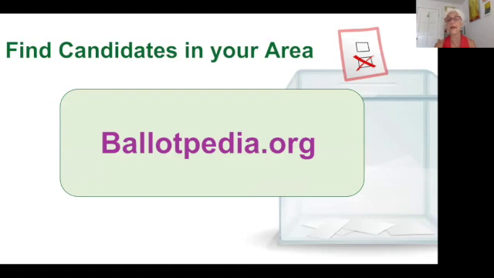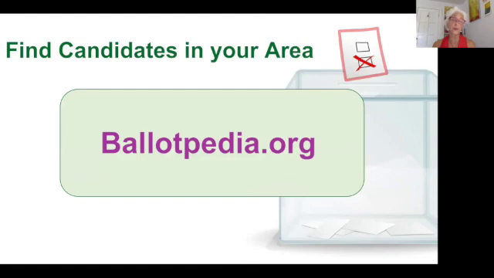Ballotpedia.org is an amazing organization. You go to their website and you just put in, I think all you put in is your zip code, and it will tell you who is running for office in your district and your state. And it will give you links to their campaign websites.